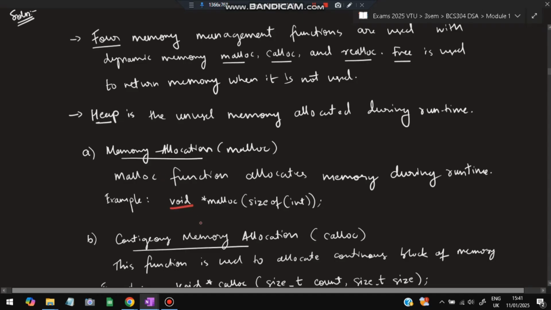Here we'll be writing the type, which is void here, and star malloc you have to write, and what size you want to capture. If you write here as 5, then 5 blocks in the memory will be captured for the particular function.